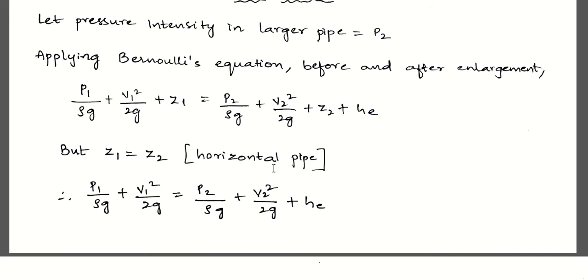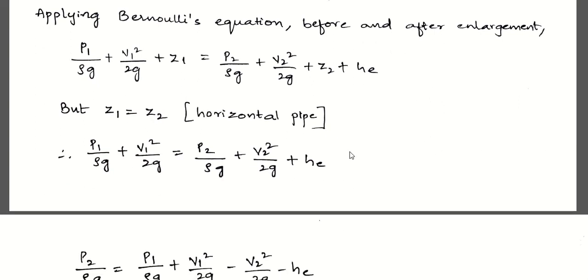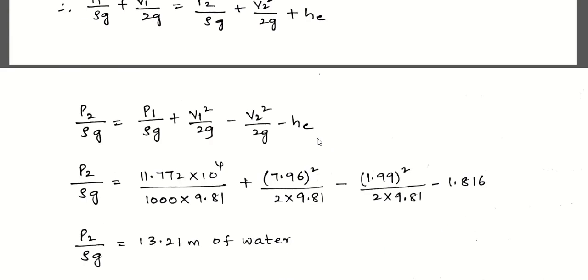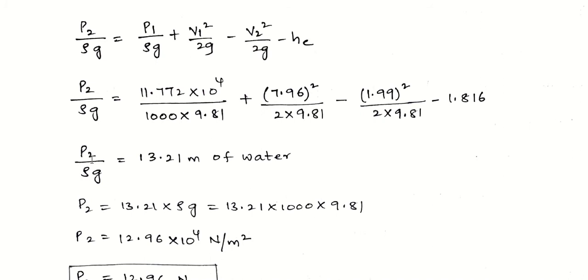But this is a horizontal pipe, so Z1 and Z2 are equal, so they will just cancel out. You will be left with P1 by rho g plus V1 square by 2g equal to P2 by rho g plus V2 square by 2g plus He. Now let's substitute whatever values we have. What is it that we need to calculate? Only P2, right? So just substitute. I brought P2 by rho g this side, all the terms on the right hand side. Just substitute all the values we have. We got P2 by rho g as 13.21 meters of water.